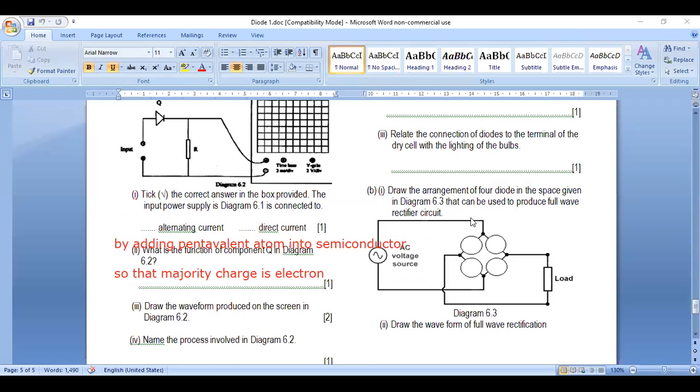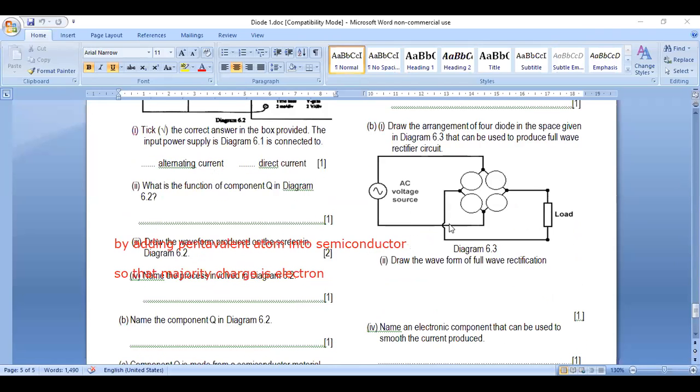Now, this question I just want to explain about this part. This one they ask you to draw the orientation of the diode so that you can get a full wave rectification. They give you a blank space here, and you just draw how you're going to arrange the diode. It's very simple. You just allow the current to flow in one direction. Either you want it to go to the right or go to the left. If you want it to go to the right, this diode must be facing downward. That means the triangle must be facing downward, and this one must be facing upward.